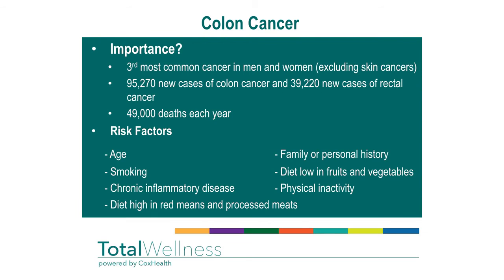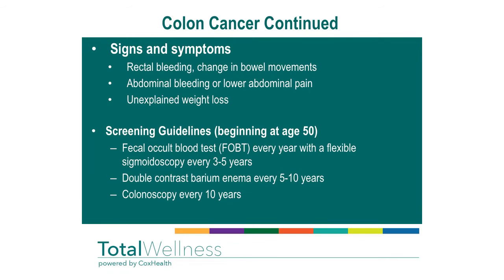And then also with this one, there is that family history, personal history type of link. So if mom, dad, grandparents, brothers, sisters, cousins, if they've had colon cancer, it does elevate your risk a little bit. Signs and symptoms of colon cancer: rectal bleeding, any sort of change in bowel movements, abdominal pain. The big one for this is unexplained weight loss.